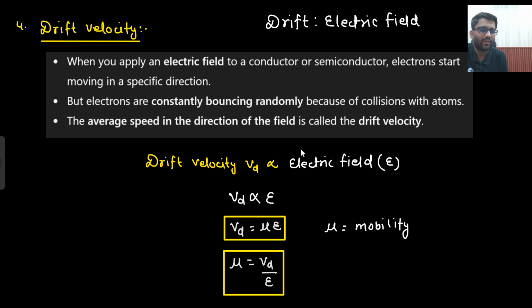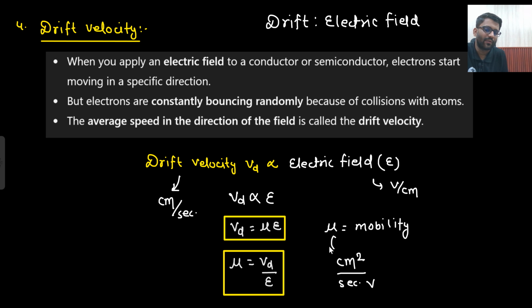What is the unit of velocity? Meter per second. But here I told you distance will be centimeter, length will be centimeter, so centimeter per second. And what is the electric field? Volt per centimeter, right? So centimeter per second into volt per centimeter, centimeter goes upward. So this will be the unit of mobility.